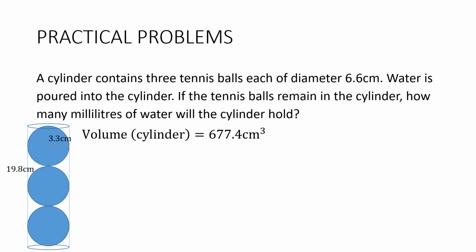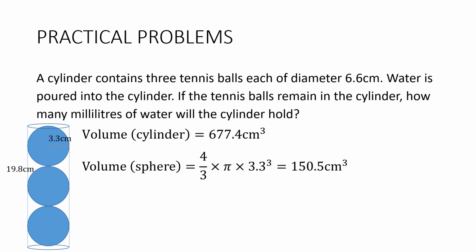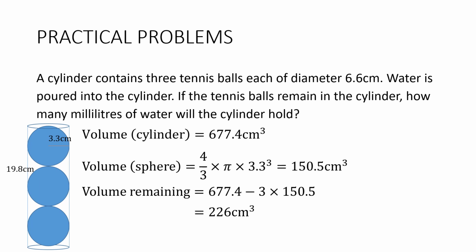Now let's work out the volume of one of the spheres. So remember, the volume of a sphere is given by 4/3 times pi r cubed, which is going to be 150.5 centimeters cubed. Now we want to subtract 3 of these from the cylinder. So we're going to do 677.4 take away 3 lots of 150.5, which gives us 226 centimeters cubed.